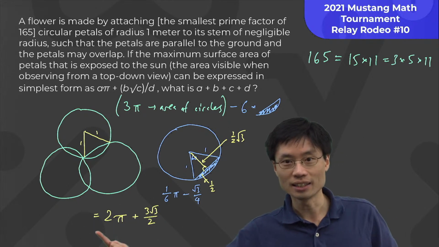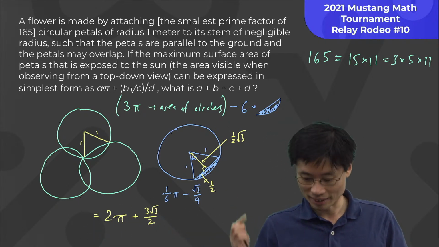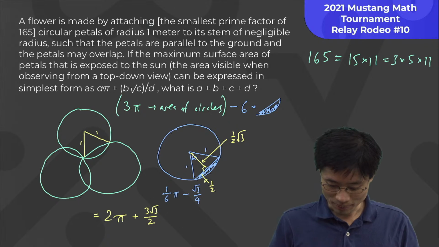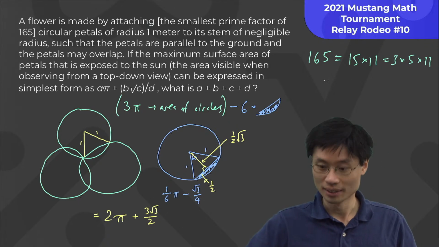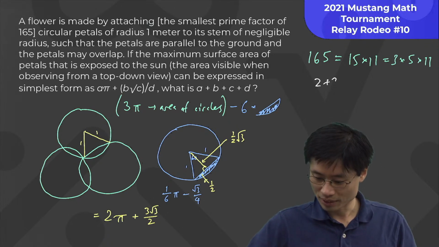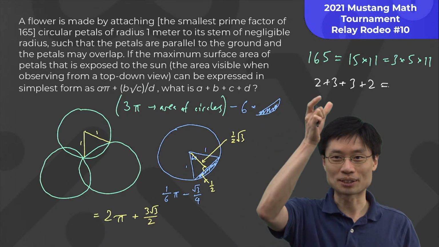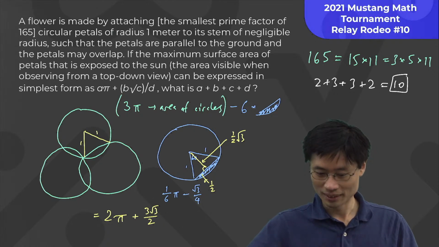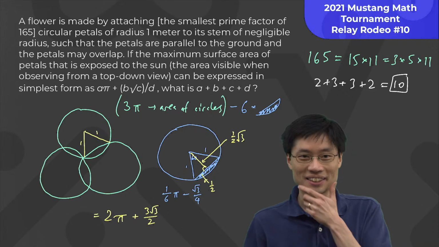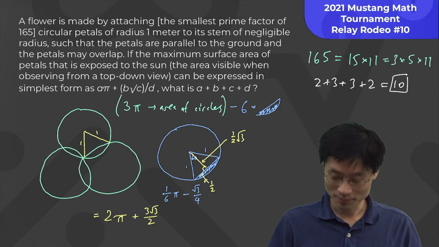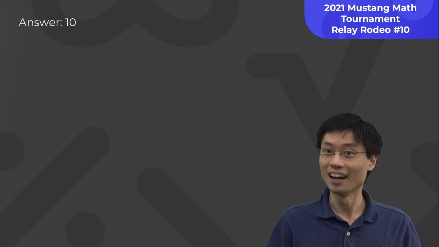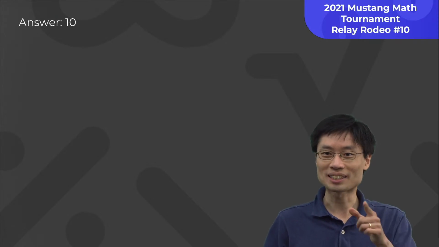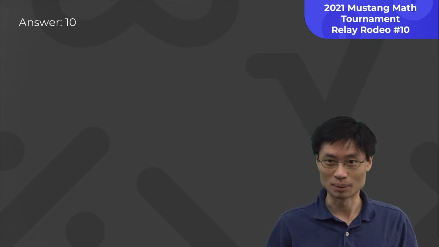I have A, B, C, and D. Add them all up. So the answer is going to be 2 plus 3 plus 3 plus 2. Oh, that's symmetric. 2 plus 3 is 5. 3 plus 2 is 5. 5 plus 5 is 10. Is it 10? Let's find out. It's 10. Oh, and it's question number 10. I bet they did that on purpose.